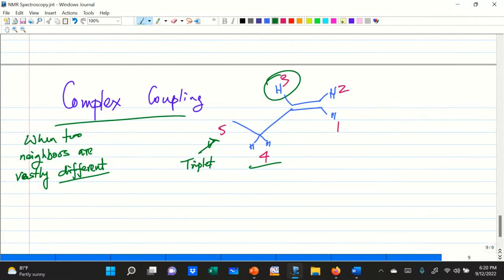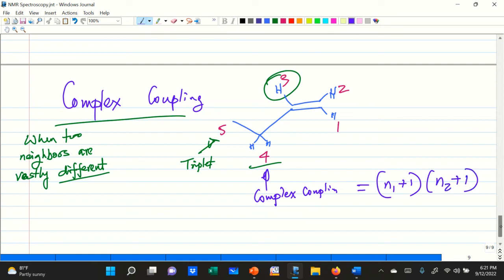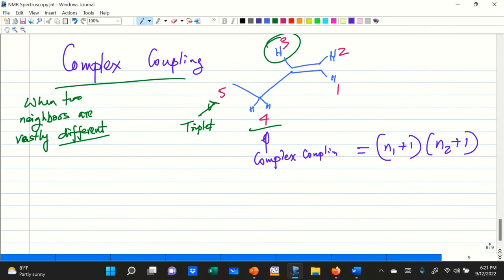For this one, there is going to be complex coupling. When you have complex coupling, then the multiplicity is going to be not just n plus 1, we can say n1, one neighbor, plus 1, times n2, the second neighbor, plus 1. Okay, that is going to be complex coupling.